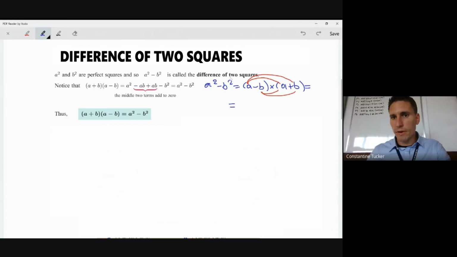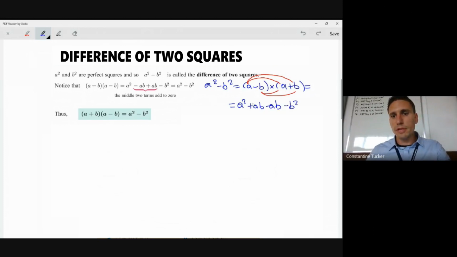Well, firstly, we have a times a, which gives us a squared. And then we have a times b, which gives us ab. And then minus b times a indeed gives us minus ab or minus ba, which is the same. And then finally, minus b times b is indeed minus b squared.